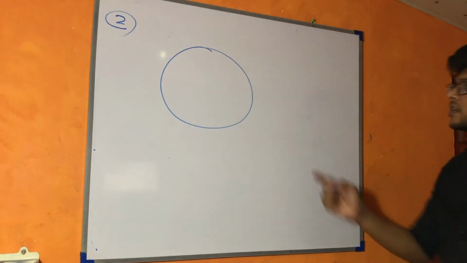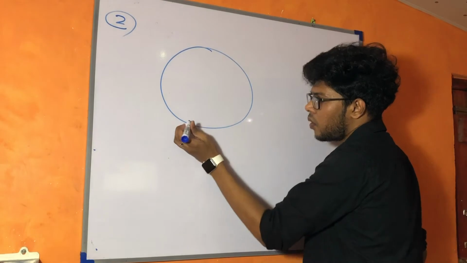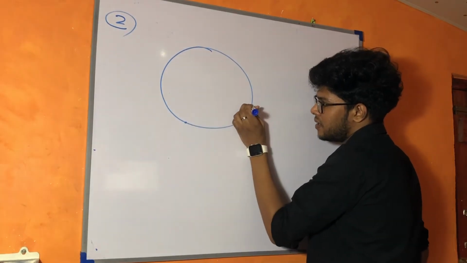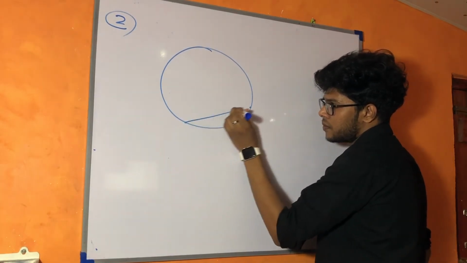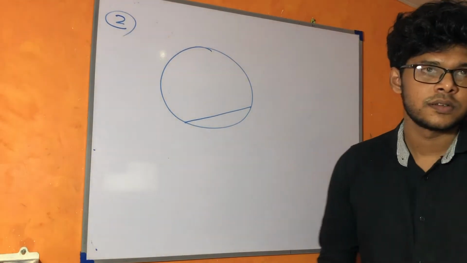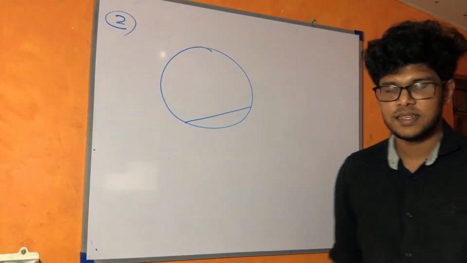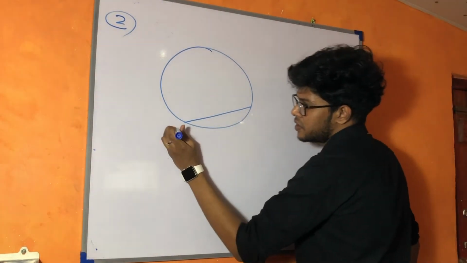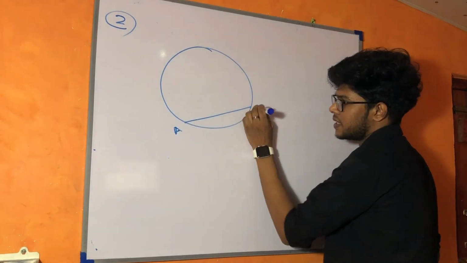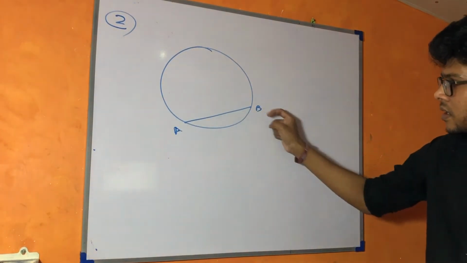So you know, this is the circumference. A chord means the line joining two points from the circumference of the circle. Yes, the line drawn from two points of a circle is called a chord.